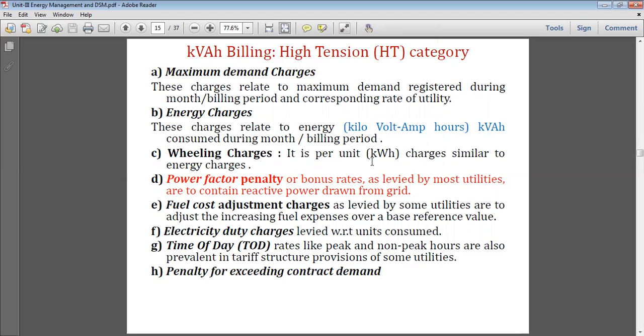The billing charges are based on the kVAH, and power factor penalty and power factor incentive are immersed in the kVAH. So there is no need to calculate a separate power factor incentive and penalty, whereas the fuel adjustment charges, time of day tariff, that is TOD charges, and electricity duty charges will remain as they are. Rest of the system will remain as it is.